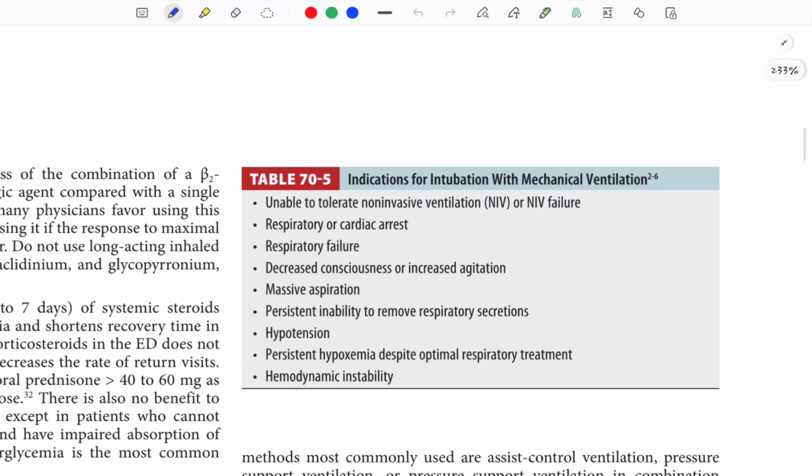What are the indications for intubation with mechanical ventilation? If the patient is unable to tolerate NIV, there is respiratory or cardiac arrest, respiratory failure, reduced GCS, increased agitation, massive aspiration, inability to remove respiratory secretions, hypotension, persistent hypoxemia despite NIV, and hemodynamic instability. So unstable vitals and GCS and increased secretion, aspiration or uncooperative patient are your indications for intubation.